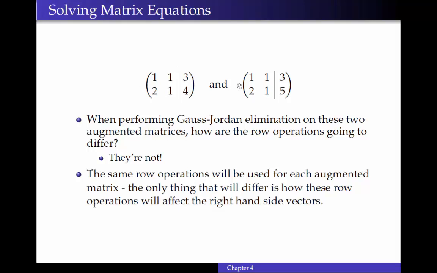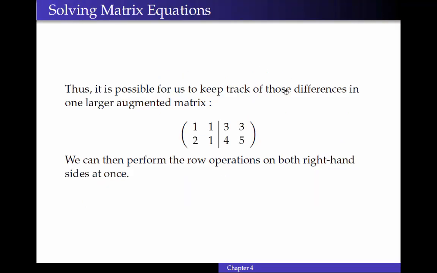But there's no use in going through the entire process on both matrices. What we want to do is go through it once and keep track of those row operations and how they affected both right-hand sides. It's possible for us to do that just by creating a larger augmented matrix, so we have a larger right-hand side. Then we can perform the row operations on both of these right-hand side vectors at once.